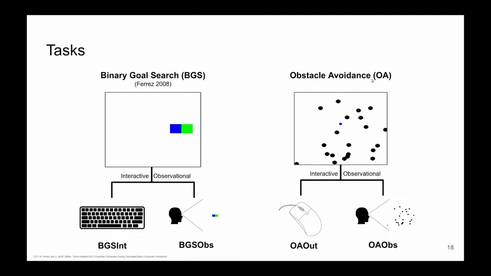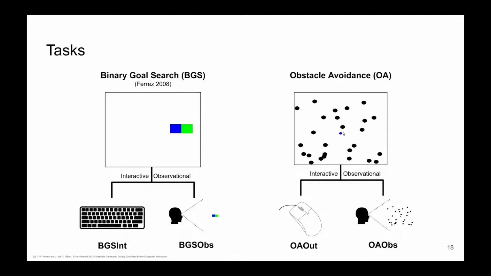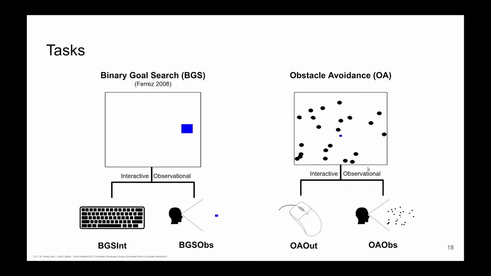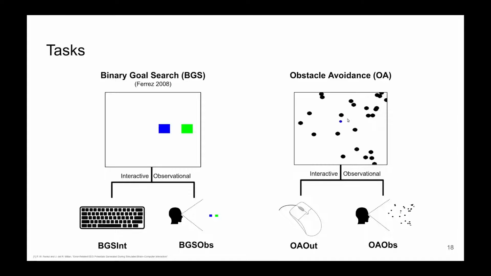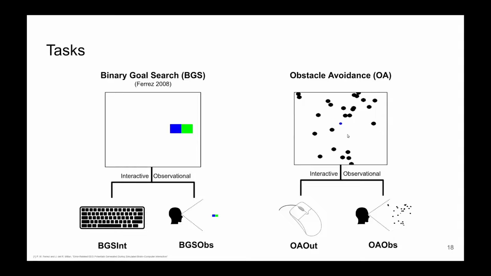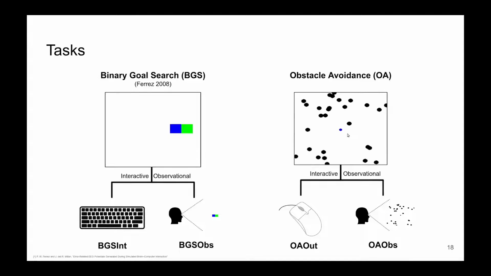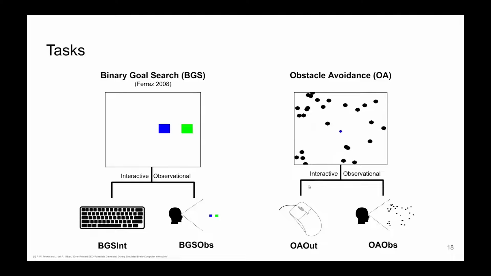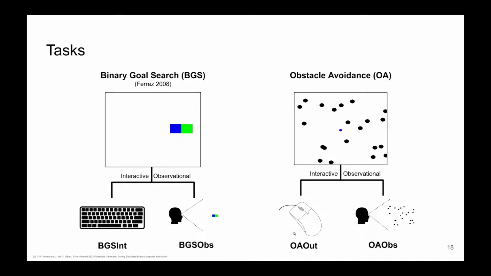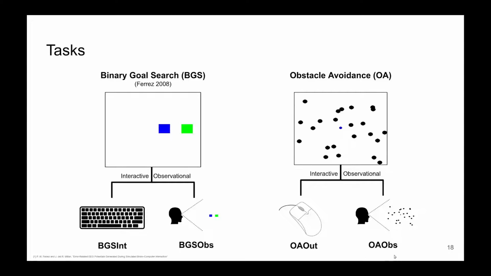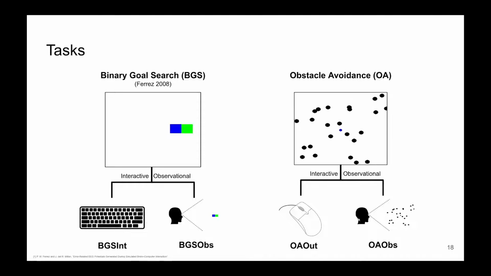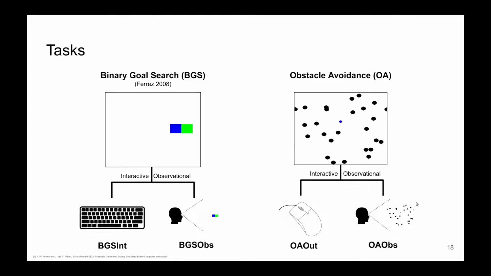The second task is the obstacle avoidance task, otherwise referred to as OA. Once again, it has two different categories, interactive and observational. The goal of this task is akin to Flappy Bird, where the player controls this blue object and the goal is to avoid these black obstacles, where a collision is considered an error and an ErrP should be elicited. For the interactive task, we refer to this as OA out, and this is where the subject interacts with the task. The observational is referred to as OA OBS, and this is where the subject simply watches another agent perform the task.